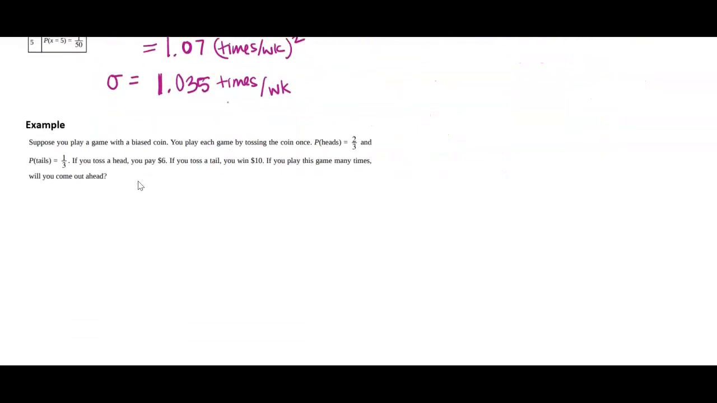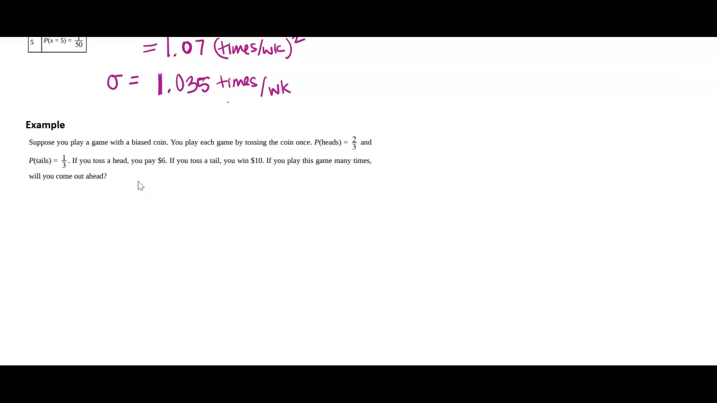All right, here's another example for us to look at. Suppose that you have a game with a biased coin. You play each game by tossing the coin once. Heads is 2/3 of the time and tails is 1/3 of the time. If you get heads, then you pay $6. But if you get tails, then you win $10. If you play this game, will you come out ahead?